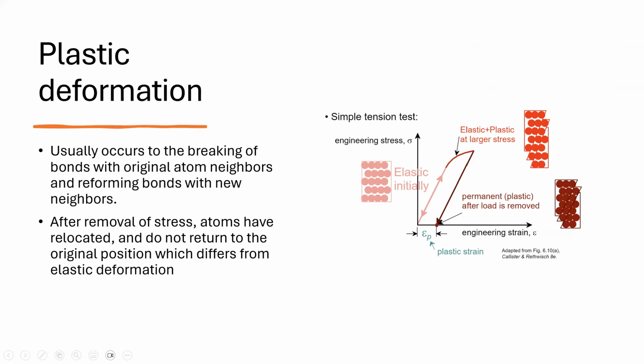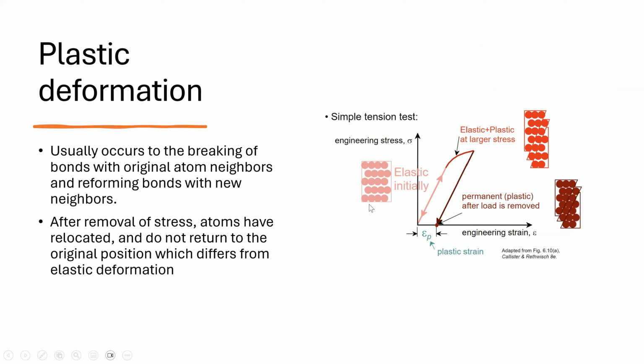Plastic deformation. It usually occurs through the breaking of bonds with original atom neighbors and reforming bonds with new neighbors. After removal of stress, atoms have relocated and do not return to the original position, which differs from elastic deformation.